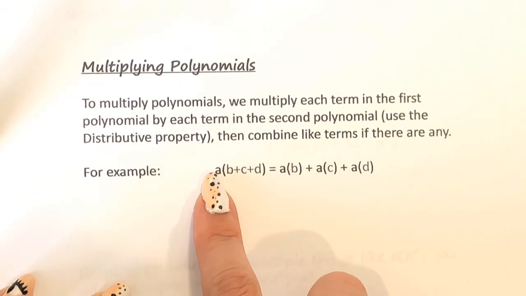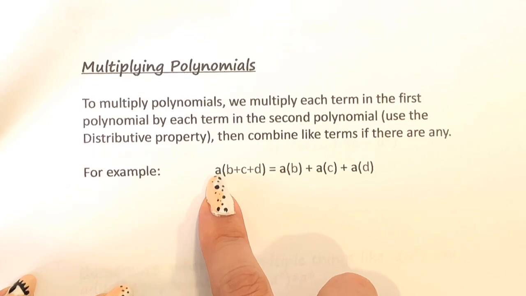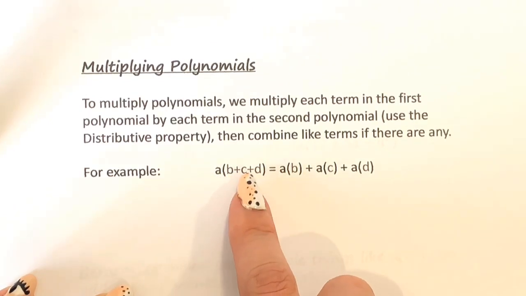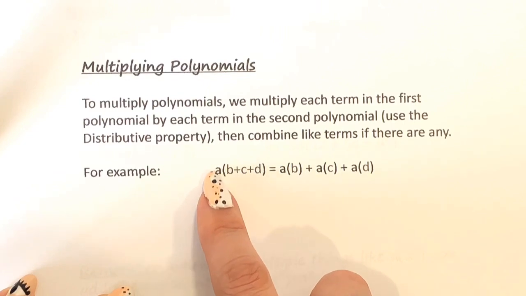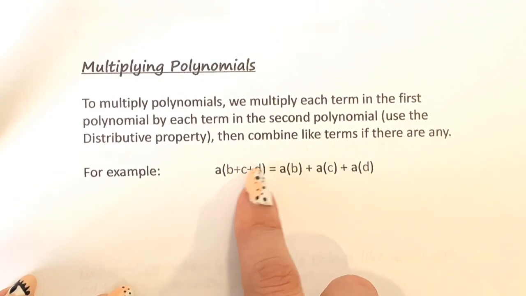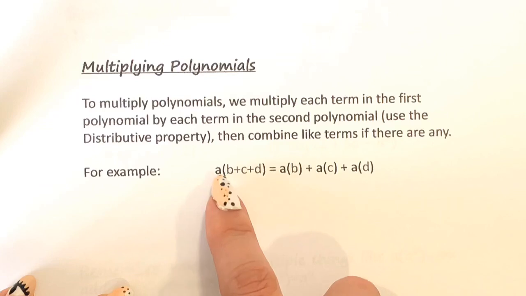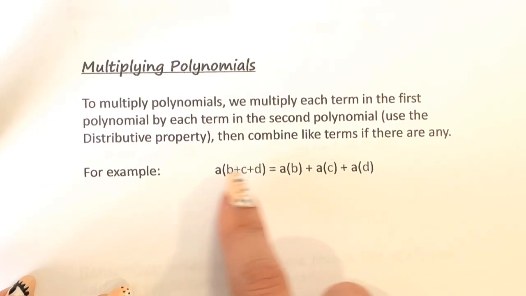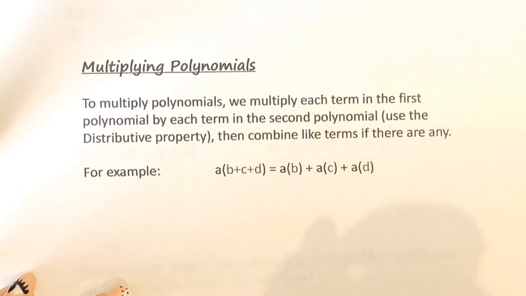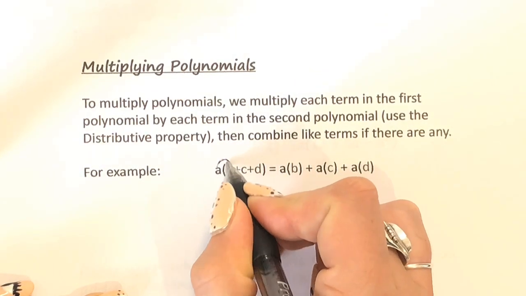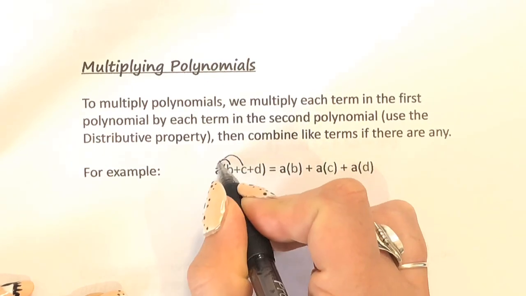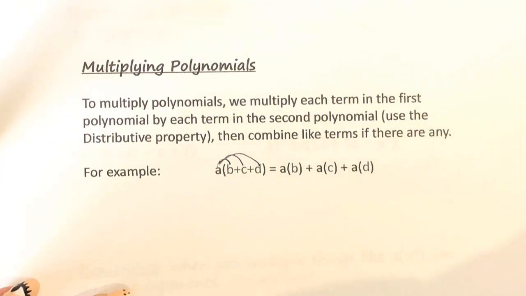So for example, here I have a monomial, or one term, times a trinomial, three terms. And so this A needs to times all of the other letters. So I would do A times B, I would need to do A times C, and I would need to do A times D. Some people, especially if you're a visual person, like to draw little rainbows for A times B, A times C, A times D. So we're just distributing that letter through.